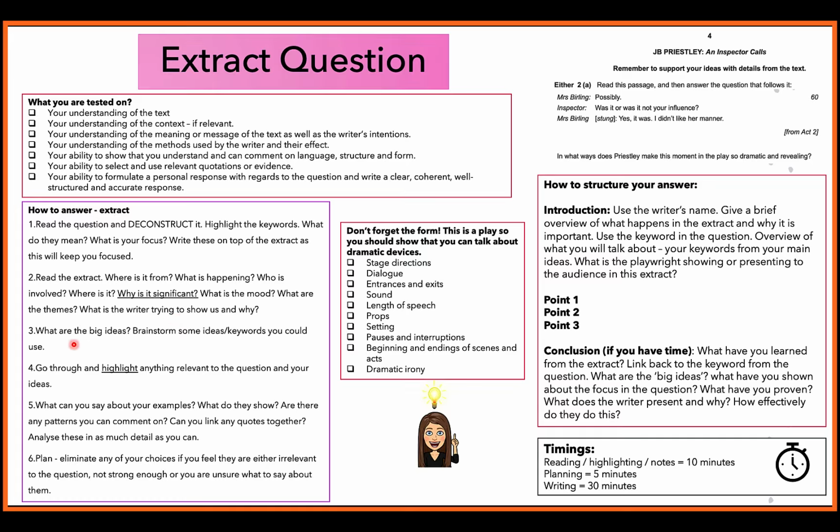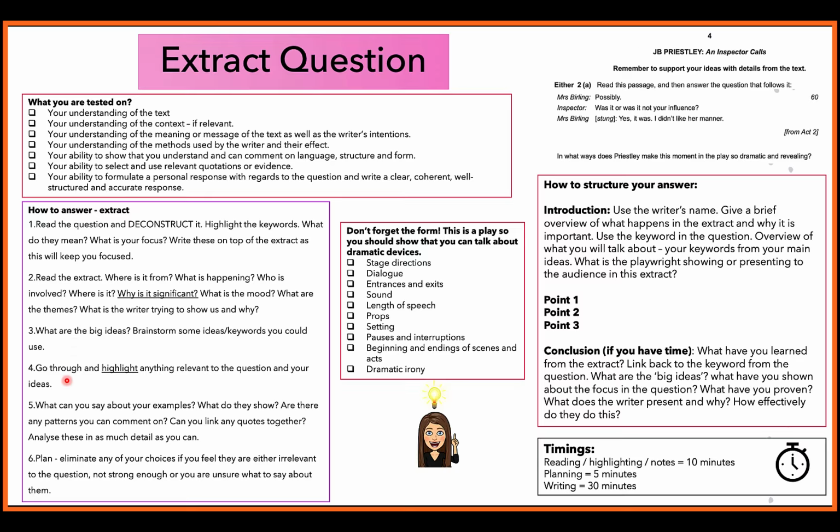And then just do a quick brainstorm. What are the big ideas here? If you brainstorm some key ideas and then key words, you could use them later on when you're trying to develop your essay and write up your points. So think about what the bigger ideas are here outside of the play. What is the writer trying to show you? Is it about identity? Is it about relationships? So really just think about those big ideas.